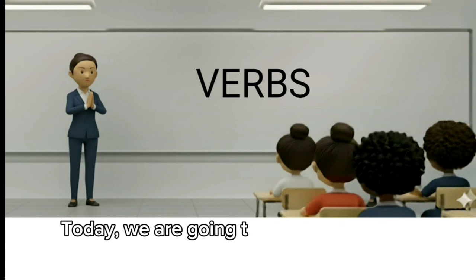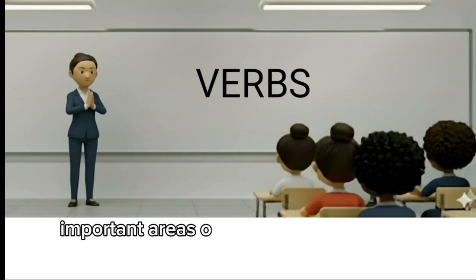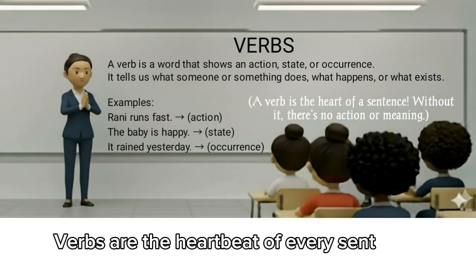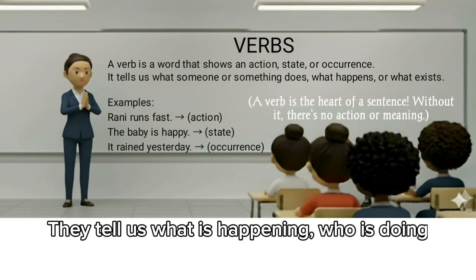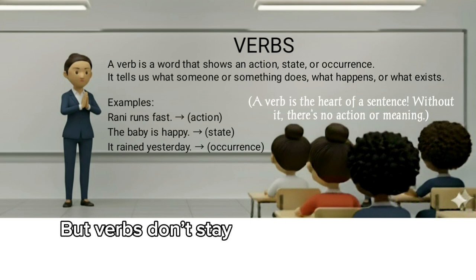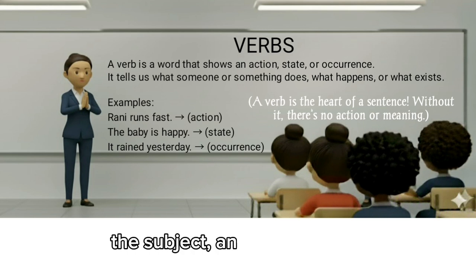Today, we are going to explore one of the most important areas of English grammar, the 5 forms of verbs. Verbs are the heartbeat of every sentence. They tell us what is happening, who is doing it, and when it is happening. But verbs don't stay in one shape. They change depending on the time, the subject, and the situation.